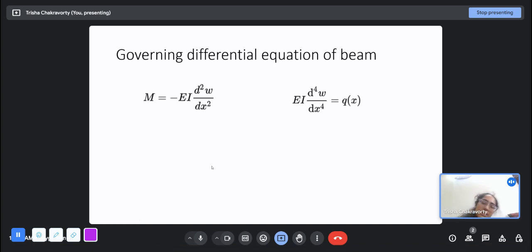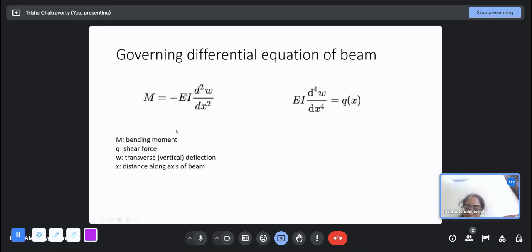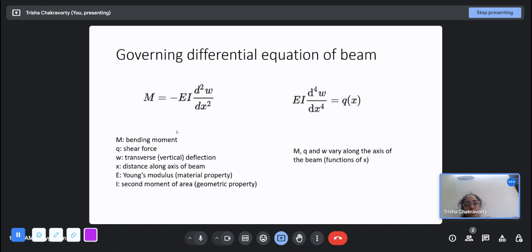These are the governing differential equations for the beam that you have to remember, part of the Euler-Bernoulli beam theory. Q is shear force and M is moment. W is transverse or vertical deflection, x is distance along the beam, and E is Young's modulus. I is the second moment of area, or the moment of inertia of the cross section of a beam. M, Q, and W vary along the axis of the beam, as functions of x.